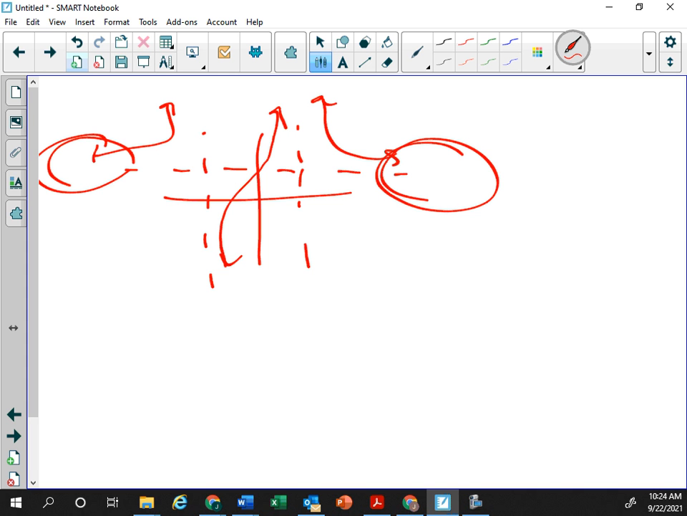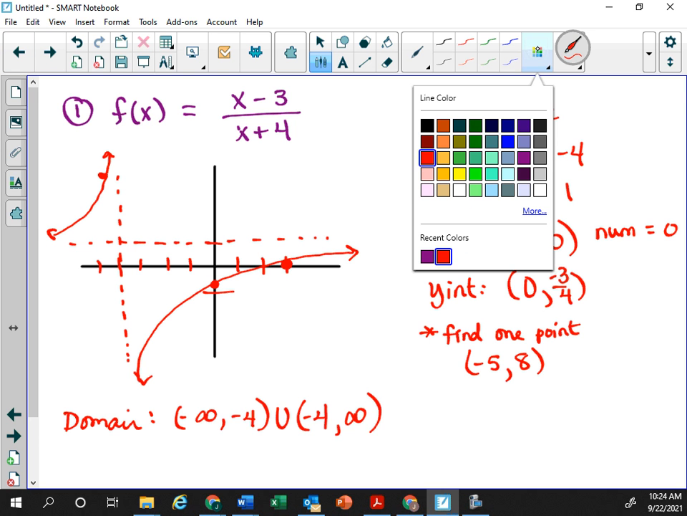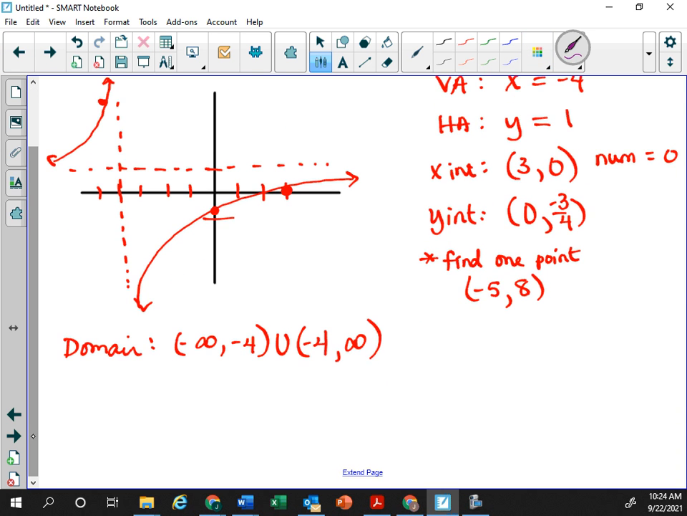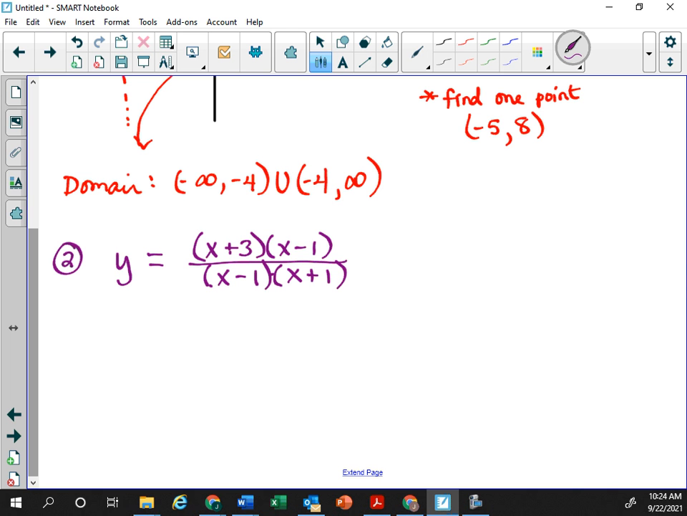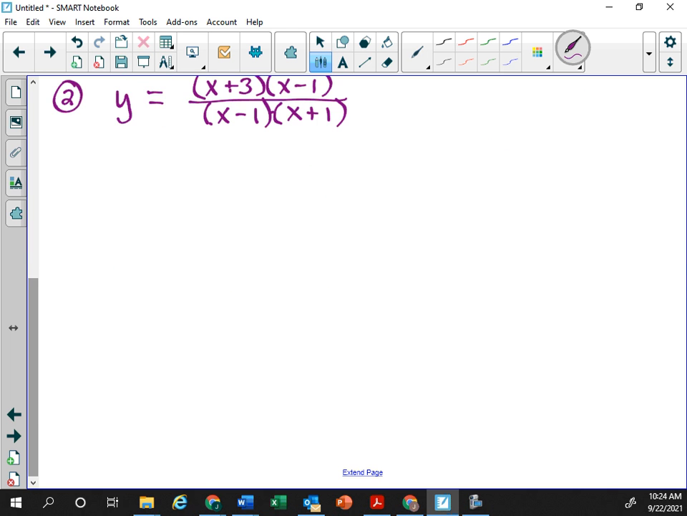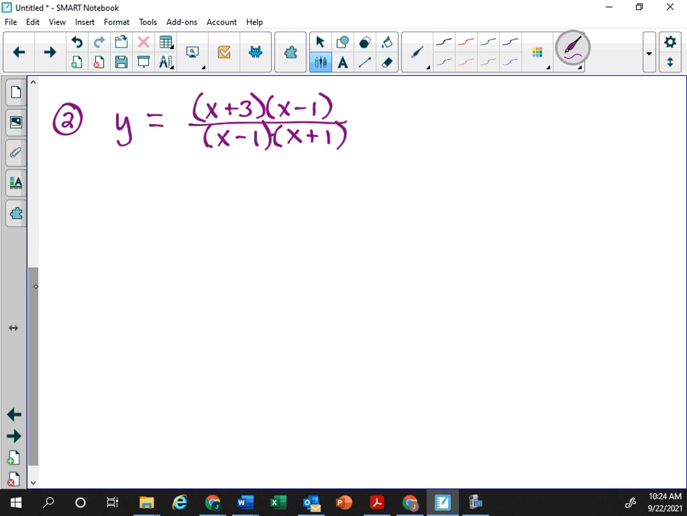Okay? All right, let's try another one. Let's do y equals, I'll give it to you already factored, (x plus 3)(x minus 1) over (x minus 1)(x plus 1). Do you guys want to try this one? Sure.